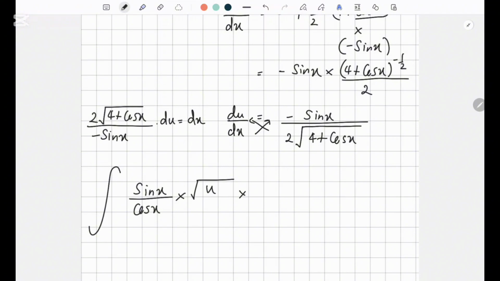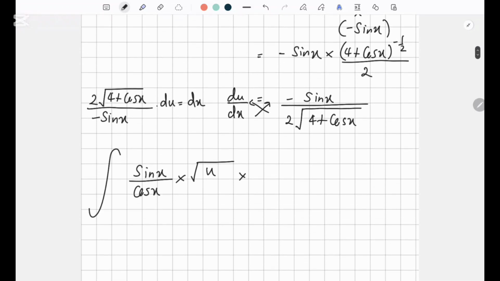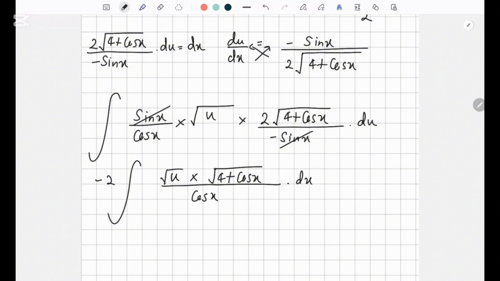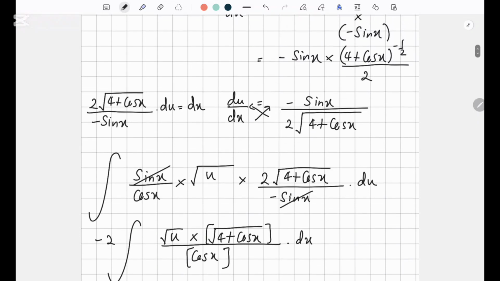This is your substitution. So here we have dx, so now you're going to put du instead, because that's your substitution. So 2 root 4 plus cos x over minus sin x dot du. Sin x cancels off. Let's take the minus 2 outside for now, as we have minus there. And now you have root u into root 4 plus cos x over cos x, right? So now we have to find these two terms in terms of u, right?